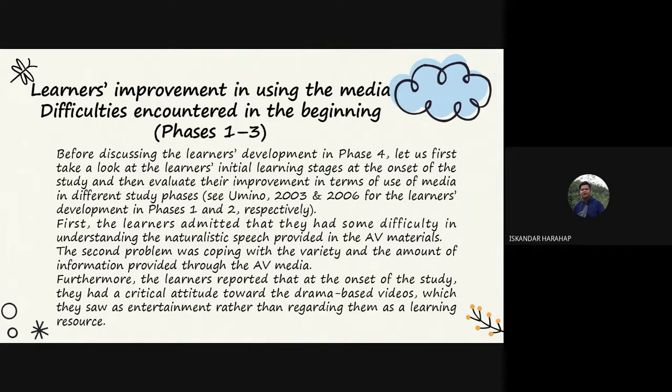First, the learners admitted that they had some difficulty in understanding the naturalistic speech provided in the AV materials. The second problem was coping with the variety and the amount of information provided through the AV media. Furthermore, the learners reported that at the onset of the study, they had a critical attitude toward the drama-based videos, which they saw as entertainment rather than regarding them as a learning resource.